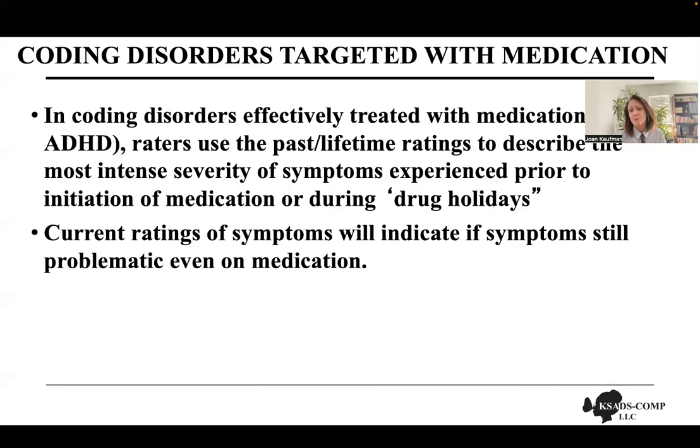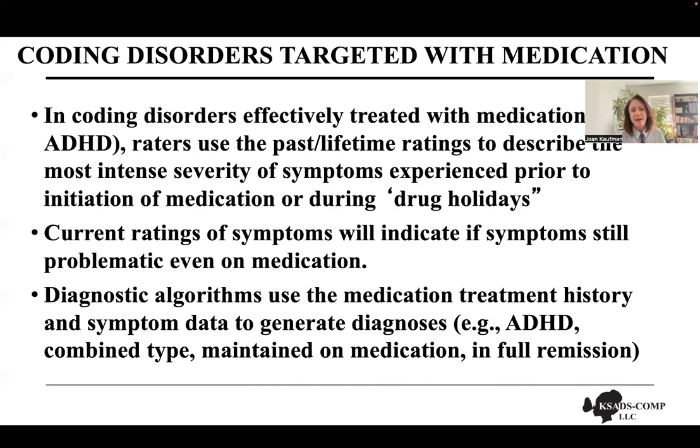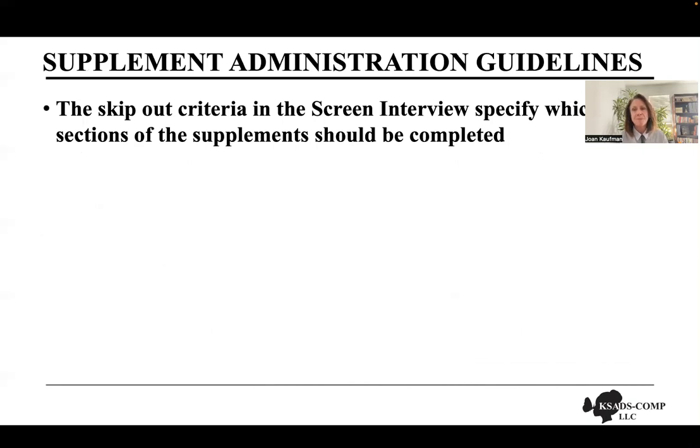The current ratings will be used to indicate if symptoms are still problematic, even on medication. And the diagnostic algorithms use the medication treatment history and symptom data to generate a diagnosis. So a child could get a diagnosis of ADHD combined type maintained on medication in full remission. So we know they've got no current ADHD symptoms, but we're still giving them an ADHD diagnosis because they're being maintained on medication. All right, so now I'm going to move ahead to talk about the supplement administration guidelines.